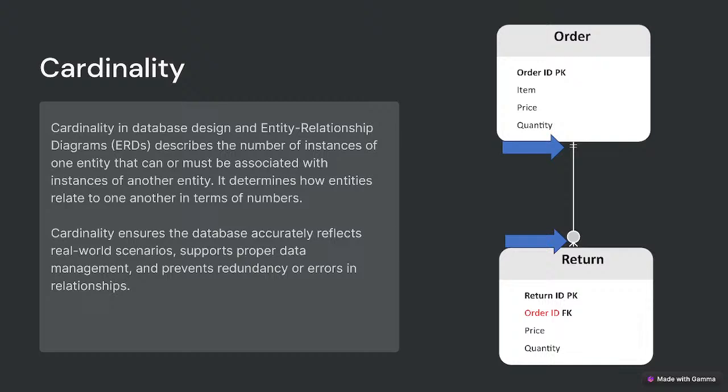So cardinality is one of the key points I will talk about here. Cardinality in database design describes the number of instances of one entity that can or must be associated with an instance of another entity, which is a bit confusing. Right, so let me explain it with this. Let me use this one.